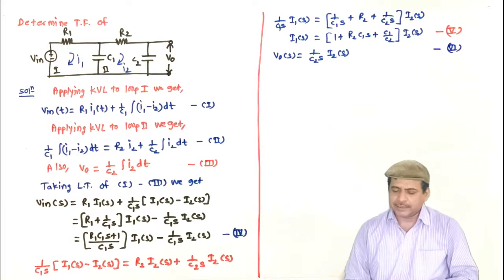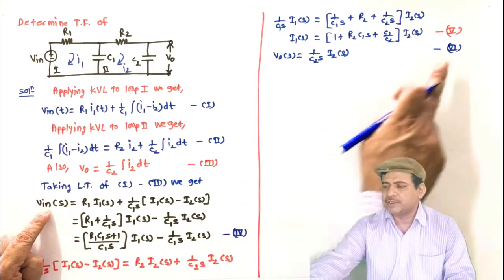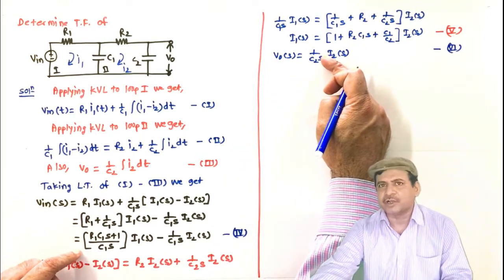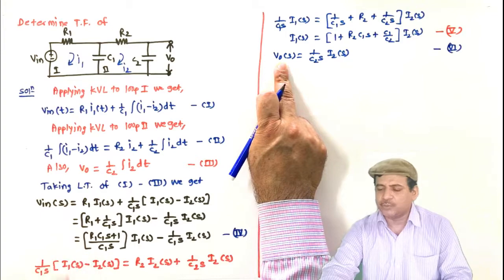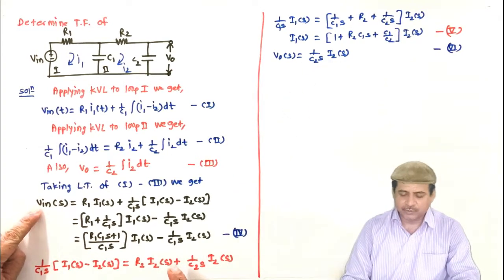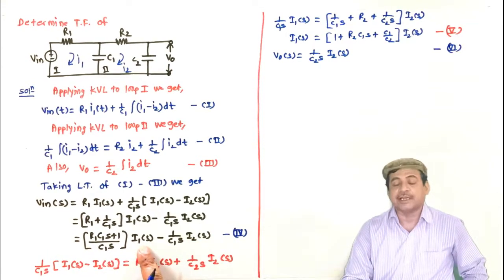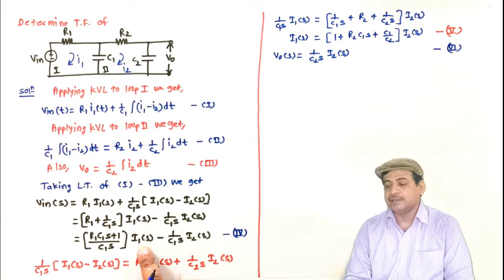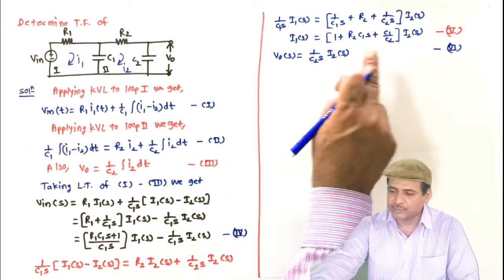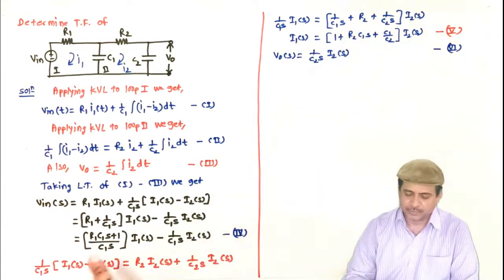Now if we look at equation number 4, here we have V in of S. In equation number 6 we have V output of S. But can we take the ratio of these two? We cannot. Why? Because V output of S involves only the variable I2, and V in involves both variables I1 and I2. Means we must replace I1 with I2, so the I1 term shall be removed, and for I1 we will put this term.